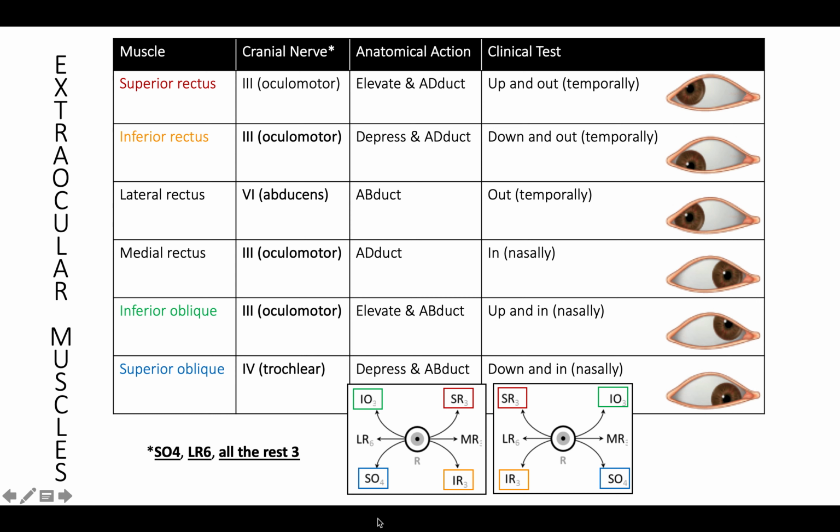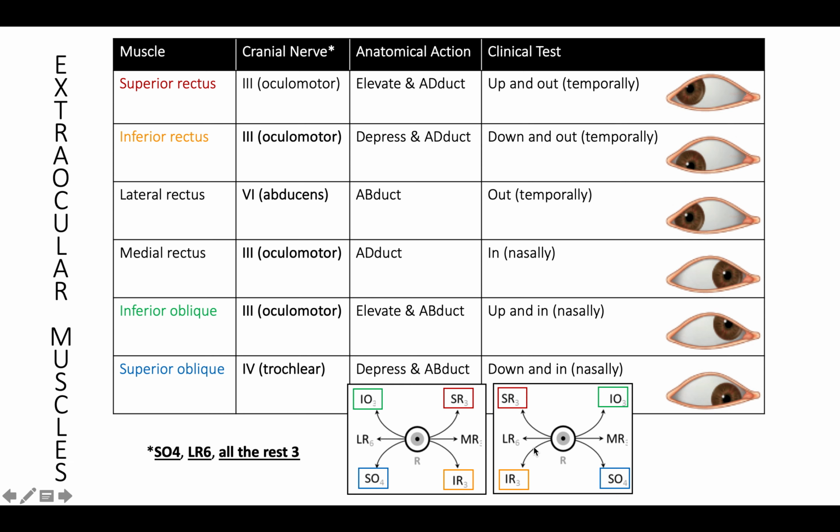So that's the actions of the eye. If they ask about that, then this is your answer. And it's like the easiest thing to do is just draw this out on your scrap sheet of paper if you can't reason through it.